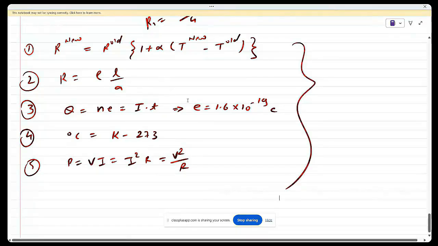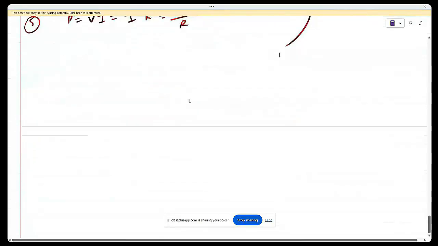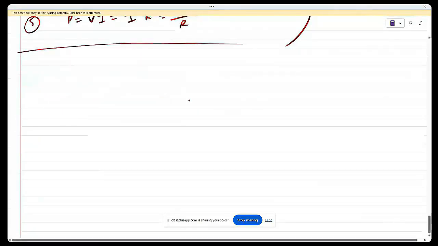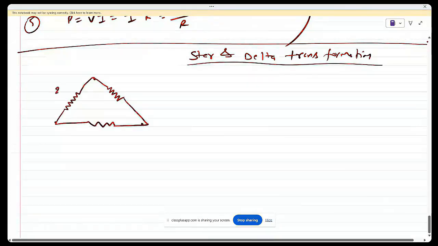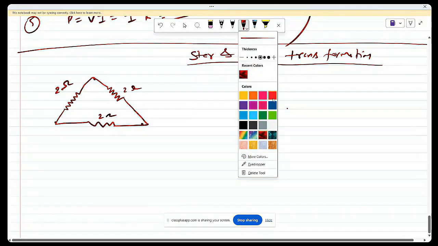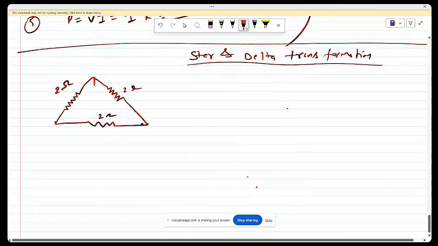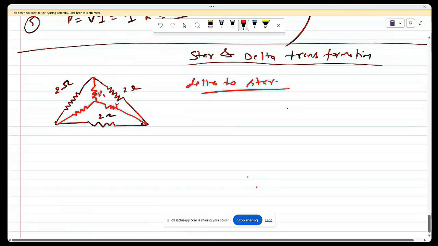Now come to the next point. In the last class, the day before yesterday, we discussed star and delta transform. So if some connection is connected like this, let's say this is 2 ohm, 2 ohm and 2 ohm, and I am saying calculate its equivalent star. So let me draw in a different color. Yes, now you are calculating this one. So which transformation will you use? Delta to star. Let's say this resistance is R1, this is R2, this is R3. So what will be the formula of R1?